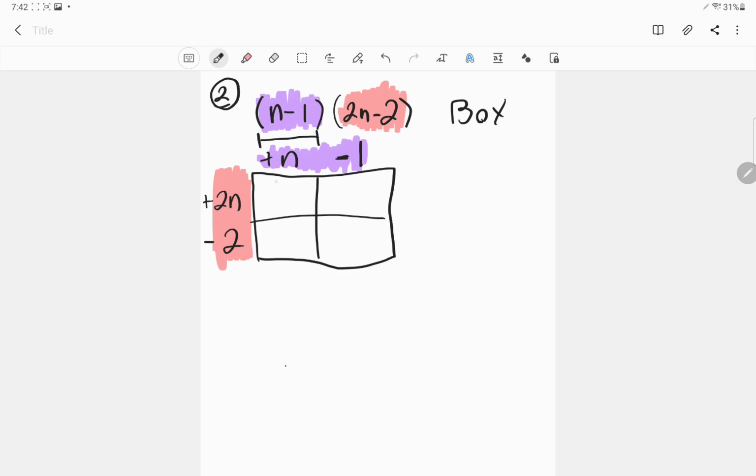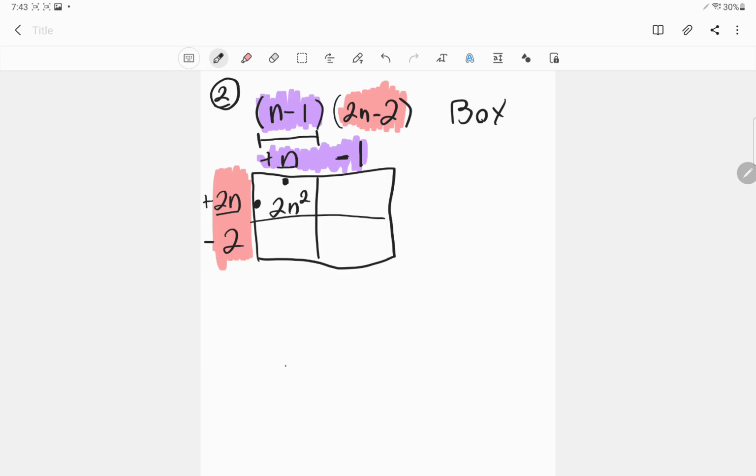Now, I'm going to get this guy. I'm going to put a little dot. Hopefully you guys can see it. And this guy, I'm going to multiply to each other, right? So 2n is going to multiply with n. So 2n times n is going to give me 2n squared.